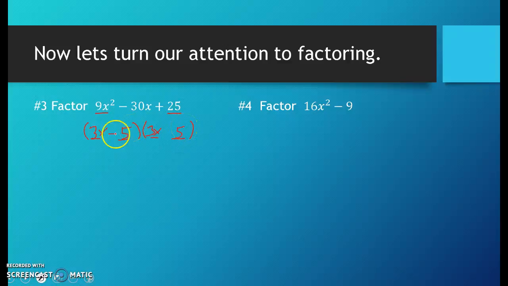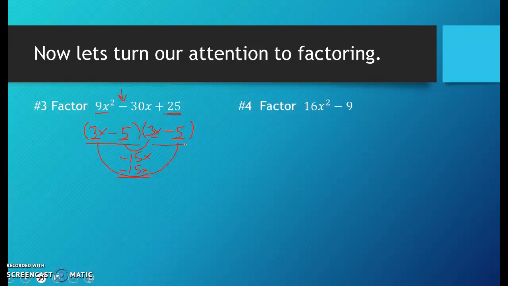And so I'm going to put a negative sign here for both signs because a negative 5 times a negative 5 is still a positive 25, but I need them to add up to a negative 30. So I'm going to try my inside terms. Negative 5 times 3x is negative 15x. 3x times negative 5 is another negative 15x. Those two add up to a negative 30x. And so my factors are the same factors, 3x minus 5 and 3x minus 5.